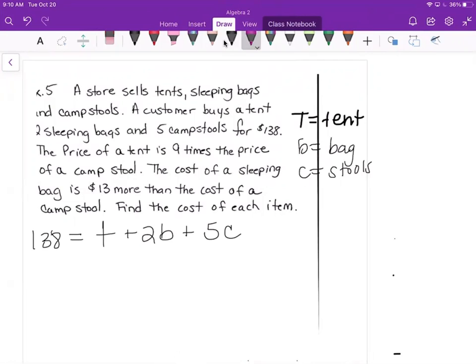Then it says the price of the tent is 9 times the price of the camp stool. The cost of the sleeping bag is 13 more than the cost of the camp stool. So here we have 3 equations. Now, this is kind of like the last examples that I did on Friday, where we can use what we have to go ahead and solve. So the bag is 13 plus c. The tent is 9 times c.